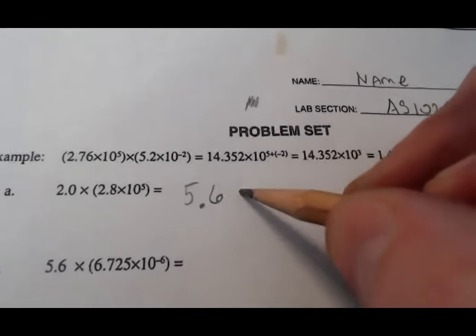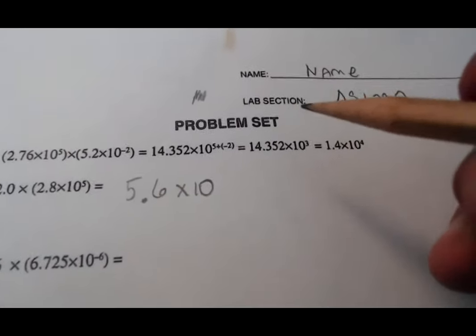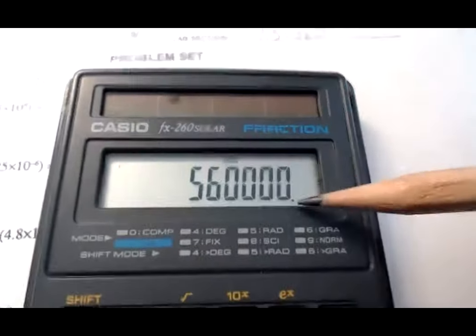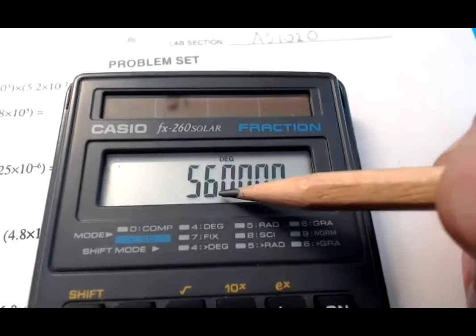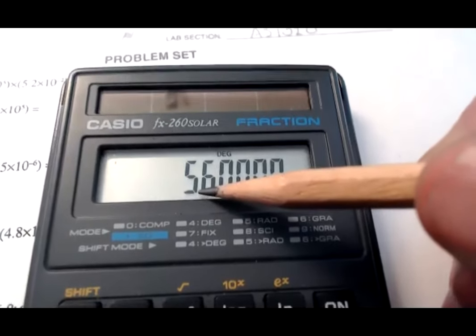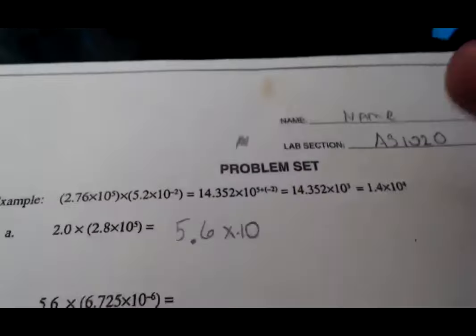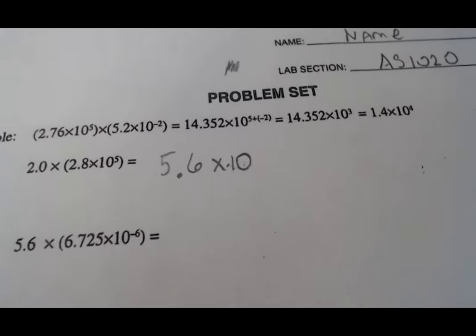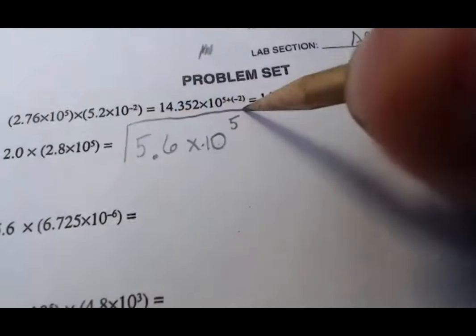5.6 times 10 to the 4. Count better. Watch how I do it. I put my pencil there. 1, 2, 3, 4. And you moved the decimal point there, didn't you? So how many times did you move it? 5. That's great. All right, Cameron, that's fine. 5.6 times 10 to the 5. That's all I want to see in your answer key. Go ahead and write it down.